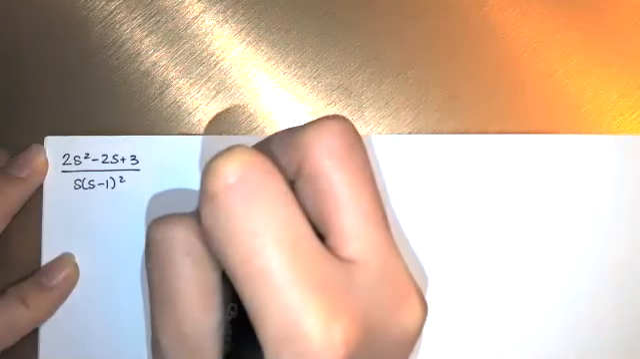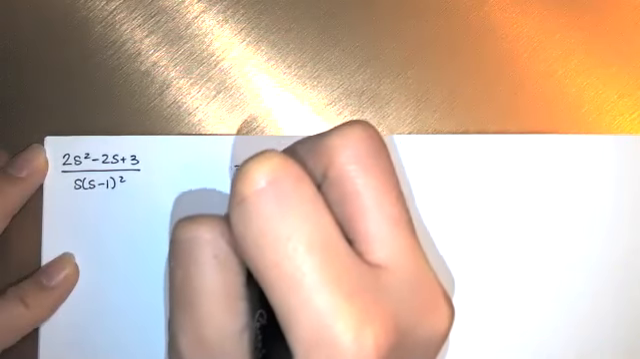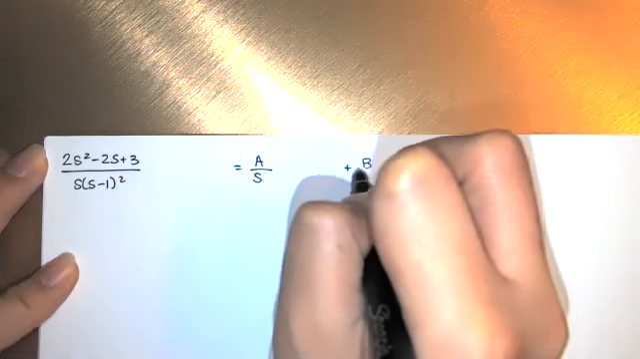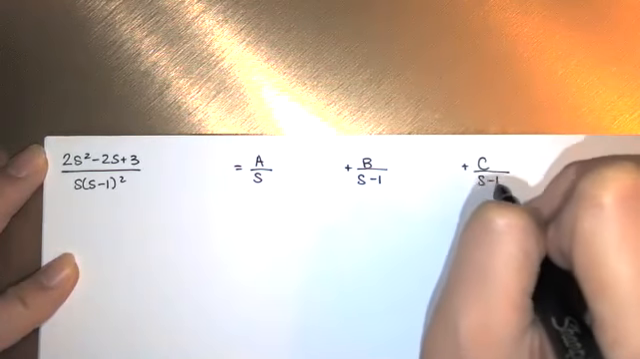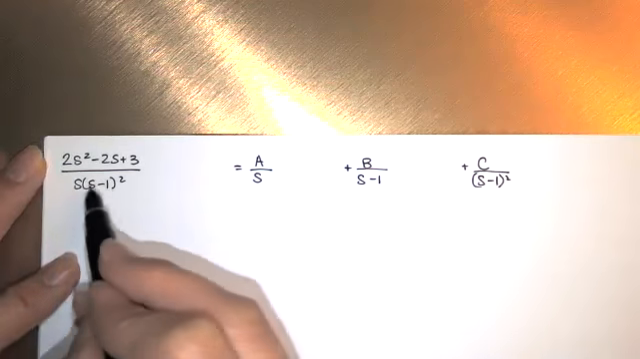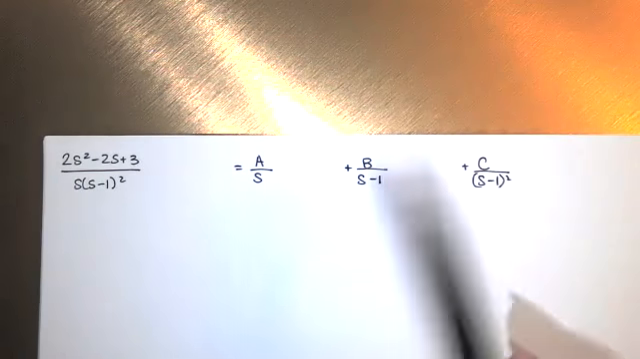Now that second expression looked like this. 2s squared minus 2s plus 3, all divided by s times s minus 1 squared. We end up with a constant over s here, and then a constant over s minus 1 here, and then a constant over s minus 1 squared here. Because we've got 2 linear factors, one of them is repeated.